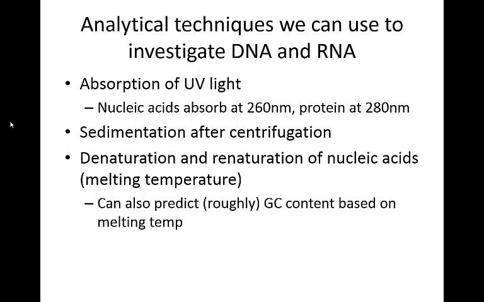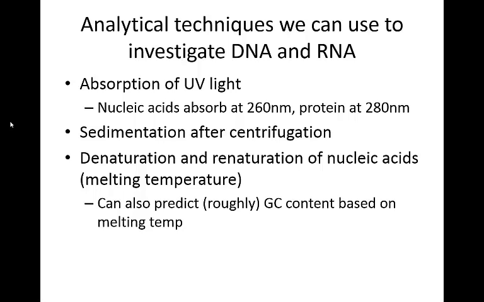You can also take advantage of the denaturation and renaturation capabilities of nucleic acids. So what we're looking at here is melting temperature. If you know the melting temperature and the length of a particular piece of DNA, and by melting temperature, I'm talking about the temperature at which the two strands of DNA are no longer together through the hydrogen bonds, but the hydrogen bonds get broken and you have two single-stranded pieces of DNA. If you know how long that piece of DNA is, you can roughly predict the percentage of GC content just based on that melting temperature.